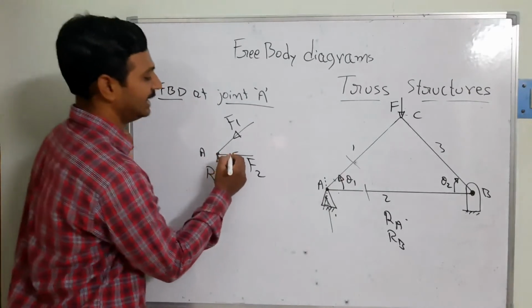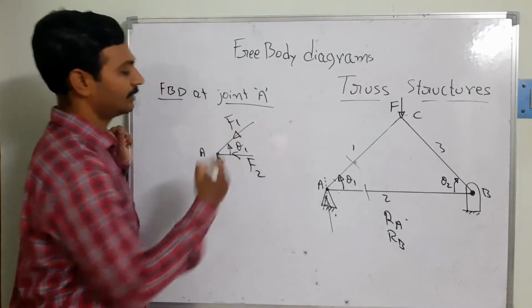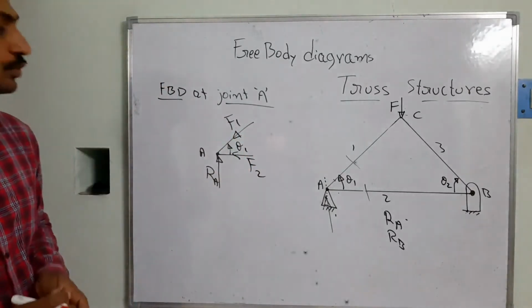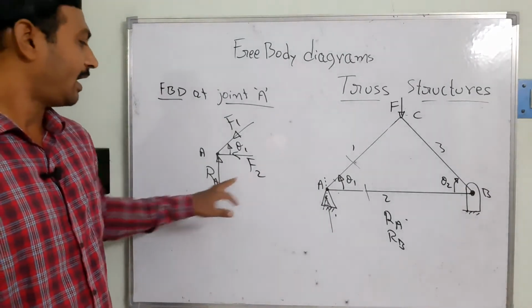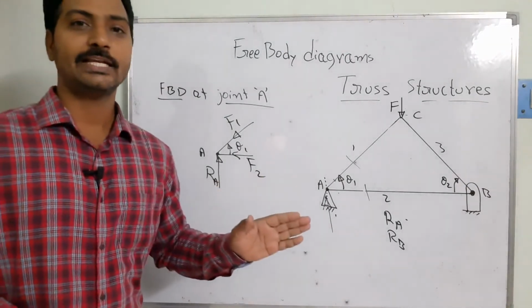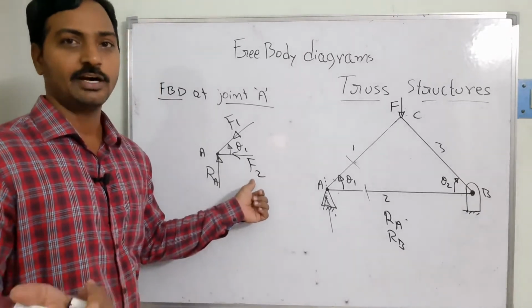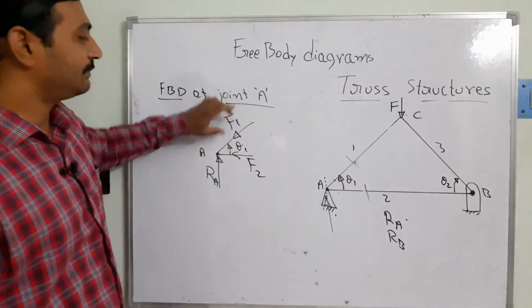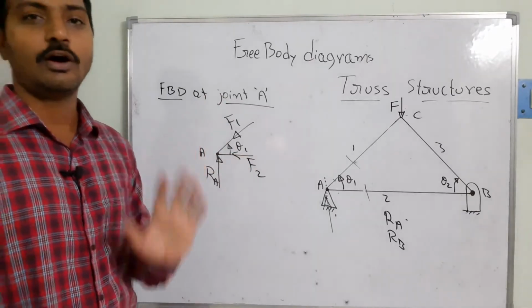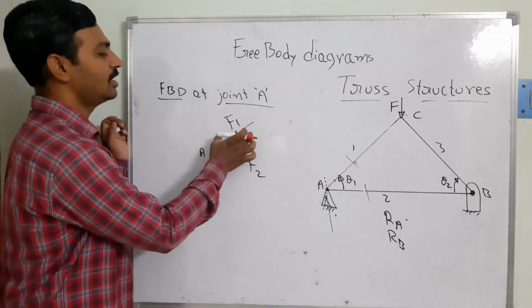So from this one, it is making an angle theta 1, right? Now the two forces are there, RA and F1, one in the horizontal direction and F2 also in the horizontal direction respectively. But F1 is making an angle theta 1 with respect to the horizontal axis, so that we need to resolve it.